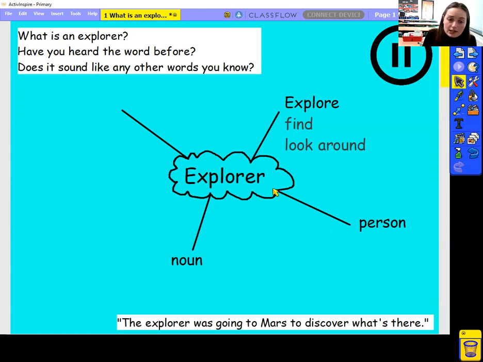I also decided that explorer must be a noun because of the sentence that it's in. The explorer was going to Mars. I can see that my noun is here. I have a determiner here and a verb. So they're doing something. So if somebody is doing something, then there must be a noun. And I think maybe an explorer is a person. I'm excited to see what your mind maps look like, see what you think an explorer is.